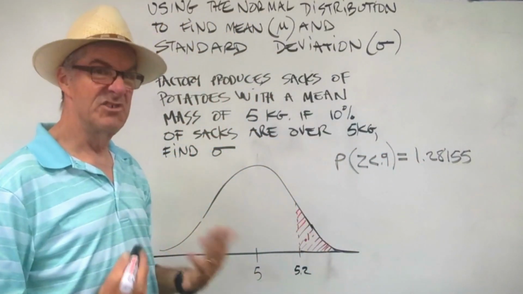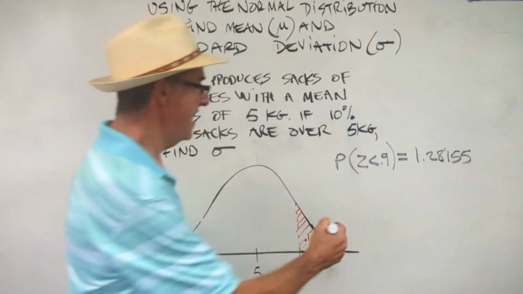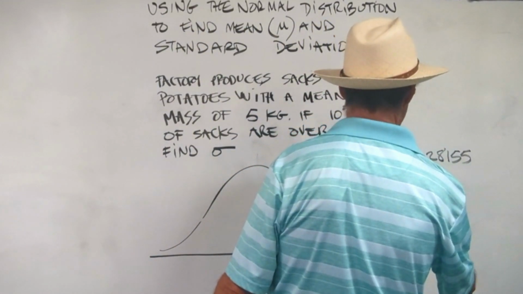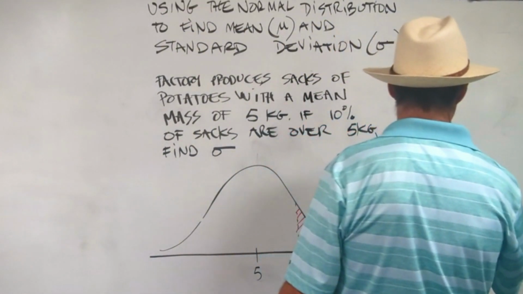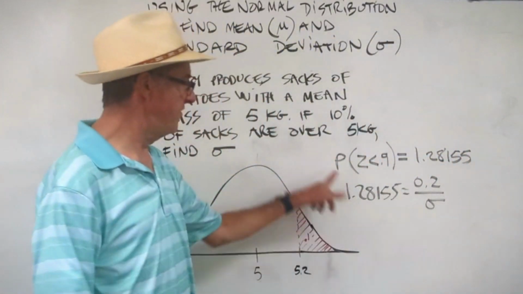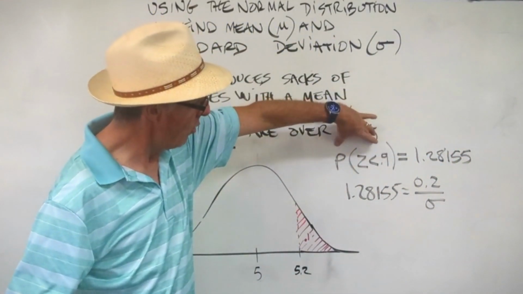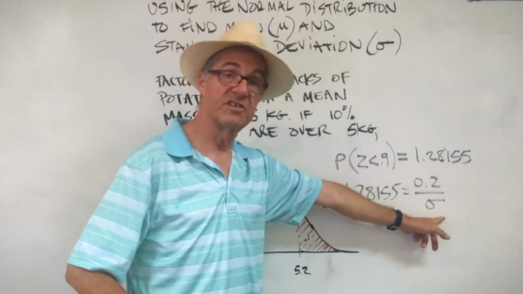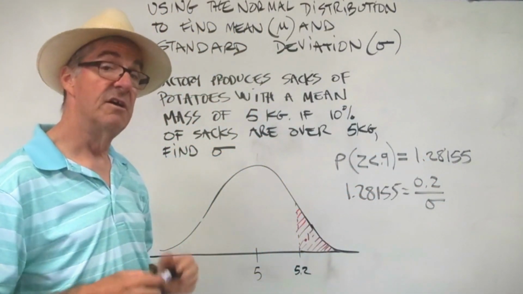And now, check this out. We can set that value equal to 0.2 over sigma. So 1.28155 equals 0.2 over sigma, because that's what this was equal to. So we figured out what that number was. Now we set that number equal to 0.2 over sigma, and we can solve for sigma.